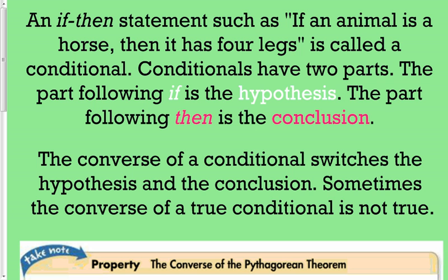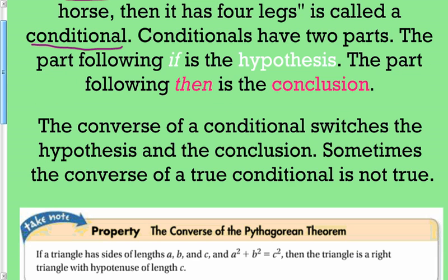So let's just read this through here. It says an if-then statement, we kind of talked about this before, such as if an animal is a horse and it has 4 legs, is called a conditional. So conditional statements are if-then statements. Conditionals have 2 parts. The part following the if is the hypothesis. The part following the then is the conclusion.